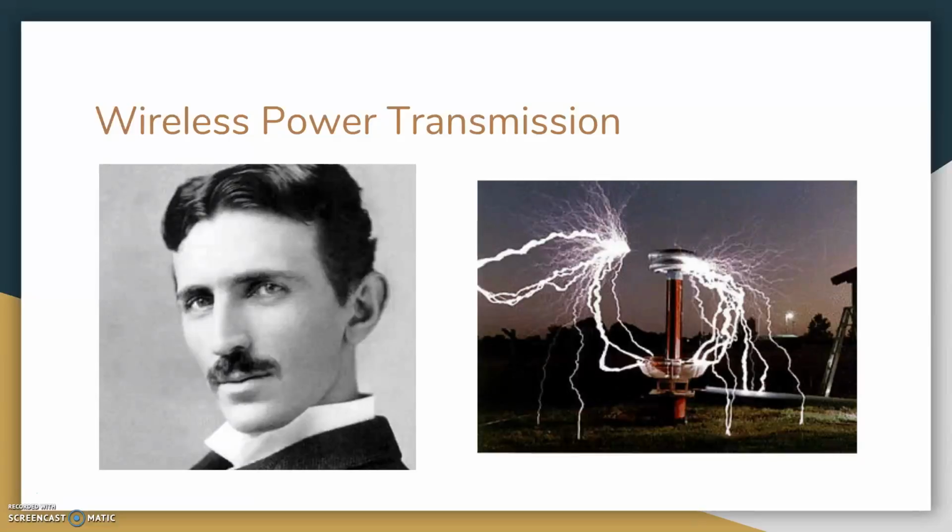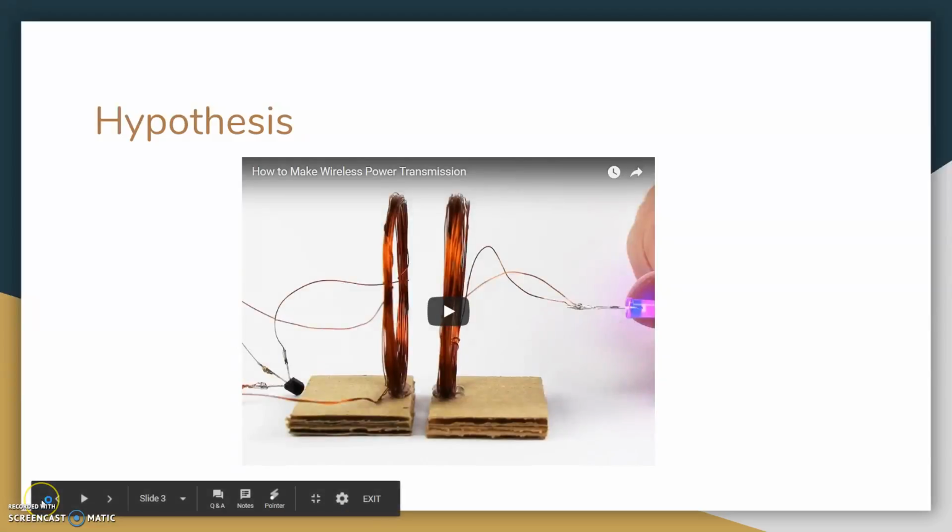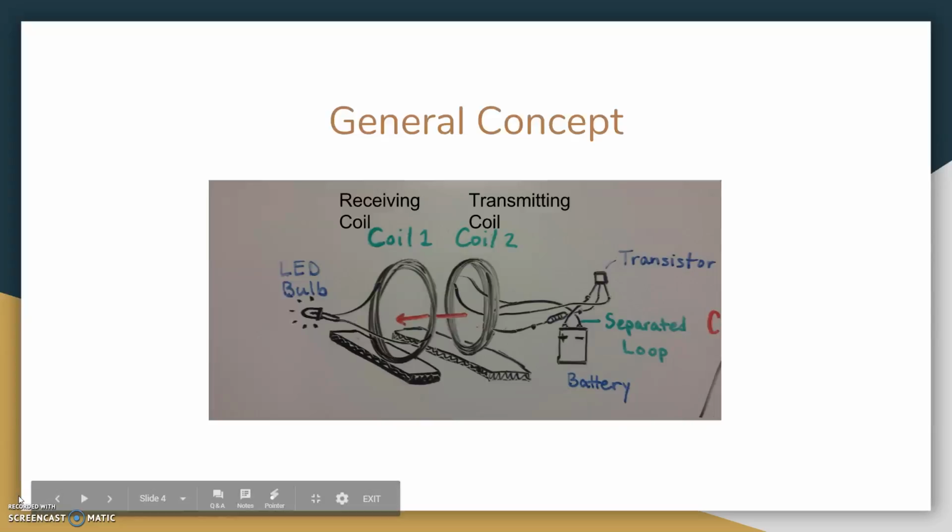Here we are trying to recreate an example of what Tesla envisioned. We hypothesize that the LED will light up due to the induced current from the alternating magnetic field. The general idea is that current is running through the first coil connected to the transistor and the battery, acting as the transmitting loop. The transistor turns the direct current into a high-frequency alternating current.